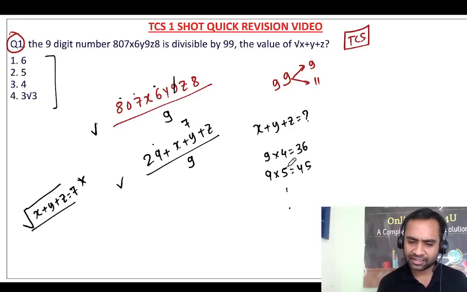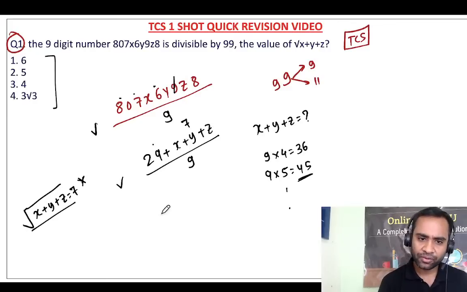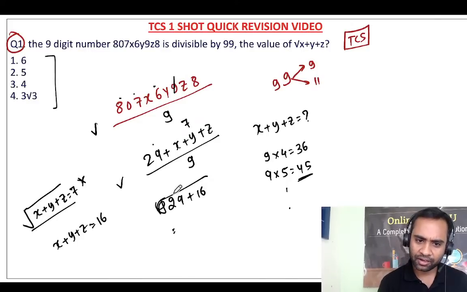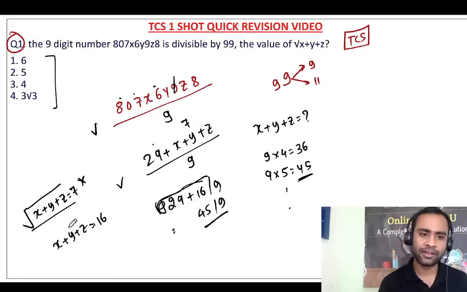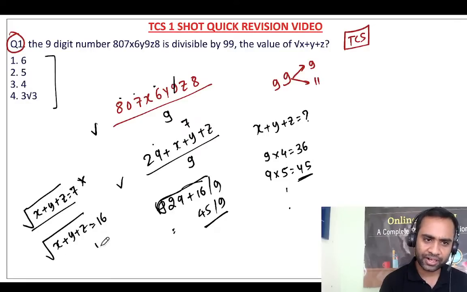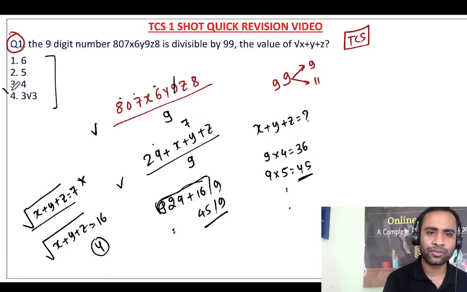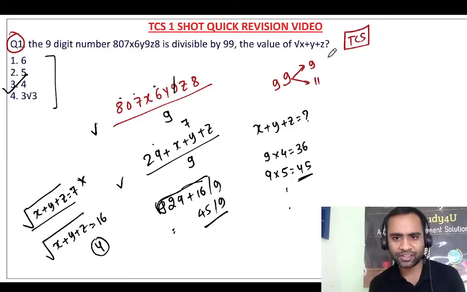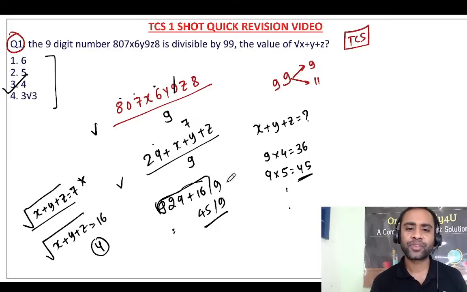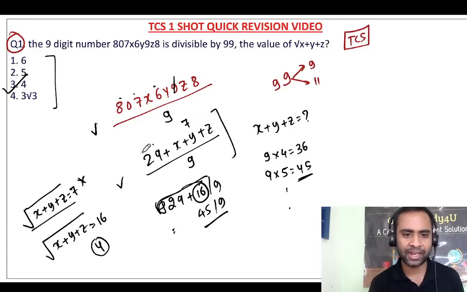Then the next is 45. So 29 plus x plus y plus z, if you keep it 16, then it will be 45 and it will be divisible by 9. And the square root of x plus y plus z is 4. Yes, sir. So for the square root of x plus y plus z, we can take it as 16, so that this number will be divisible by 9.